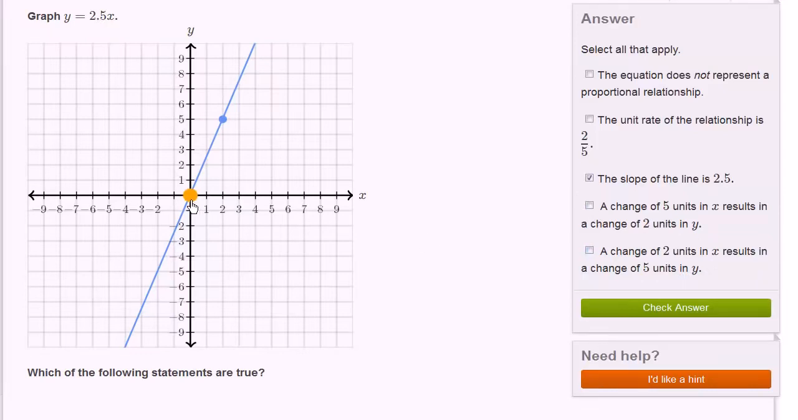A change of 2 units in x results in a change of 5 units in y. Well, we see that. A change in 2 units of x results in a change of 5 units in y. That's exactly what we graphed right over here. These 2 points show that. So this is definitely true.